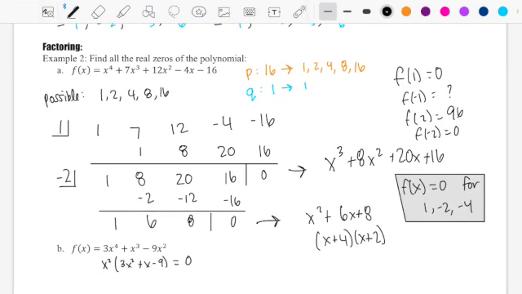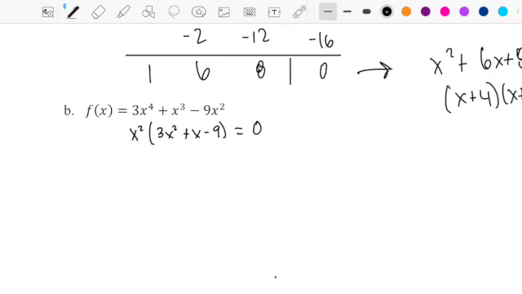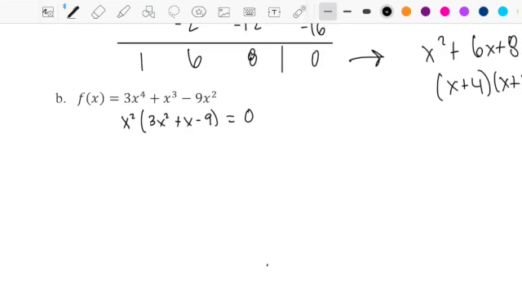Okay, let's go ahead and move on to this one now. This one very clearly has a greatest common factor of x squared. So let's pull that out. That leaves us with 3x squared plus x minus 9, still all equal to 0 because that's the whole point of what we're doing. So x squared set equal to 0 is really easy. That is very obviously a 0 with a multiplicity of 2.